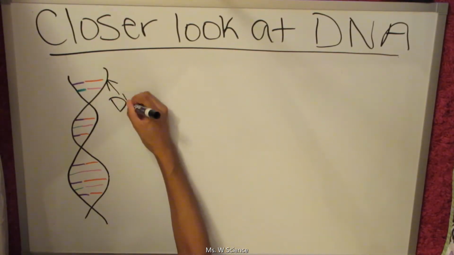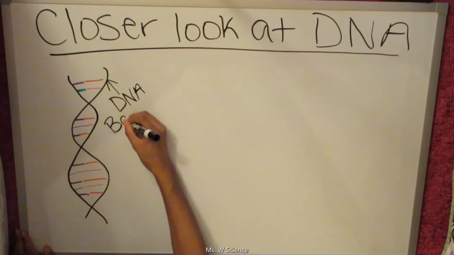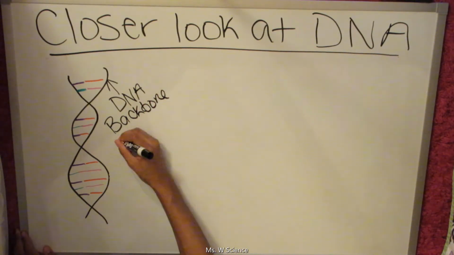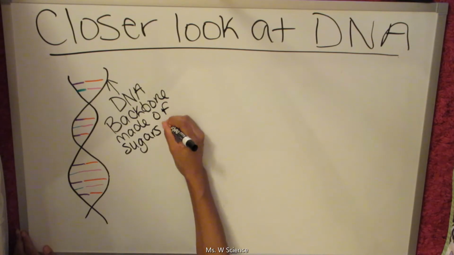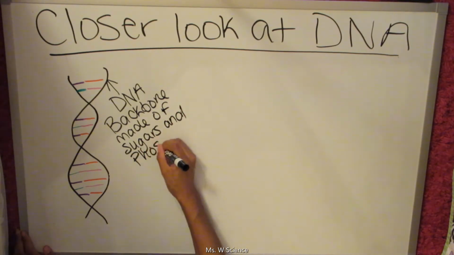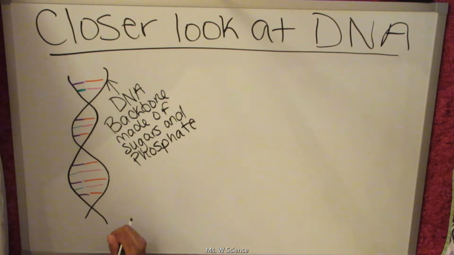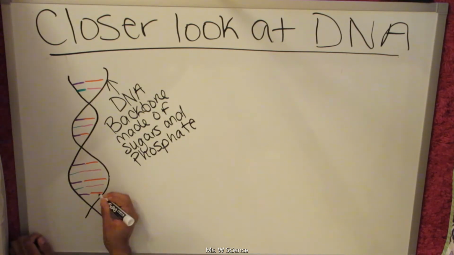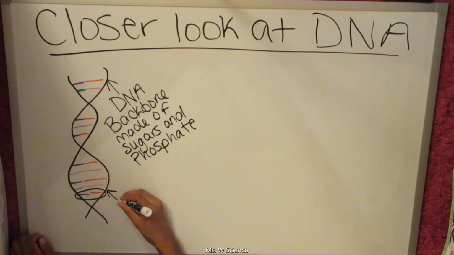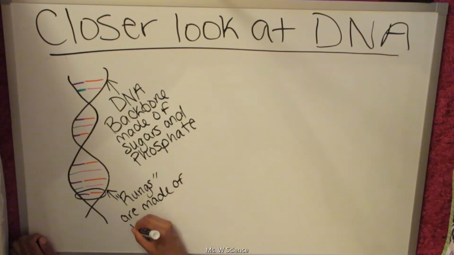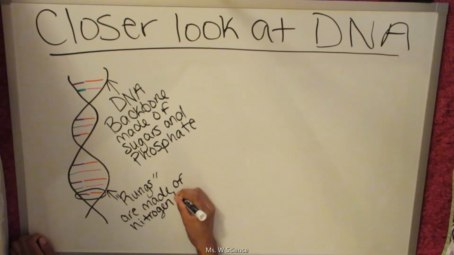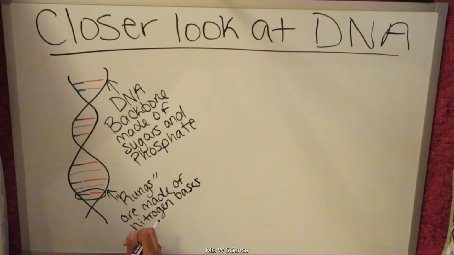So let's talk about the backbone of the DNA, the black portion. That is made out of sugar and phosphate. Then those little lines that I drew are called the rungs. The lines in the middle are called the rungs, and they are made out of nitrogen bases. We're going to talk about which nitrogen bases they're made of. It's very strategic, and it's always the same.